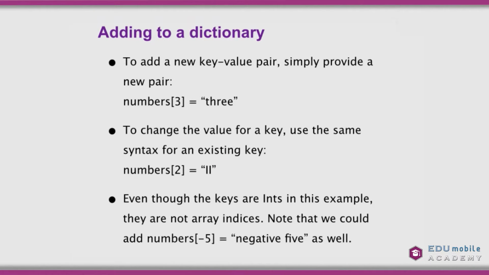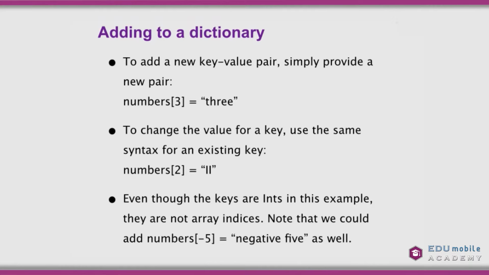So how do we add things to a dictionary? Supposing we already have a dictionary with numbers 1 and numbers 2 defined. To add a new key value pair, provide the new pair. So numbers[3] equals the string "3". 3 is not an index. Remember, the keys are integers. So this adds a string "3" as the value in the numbers dictionary for which the key is the integer 3.